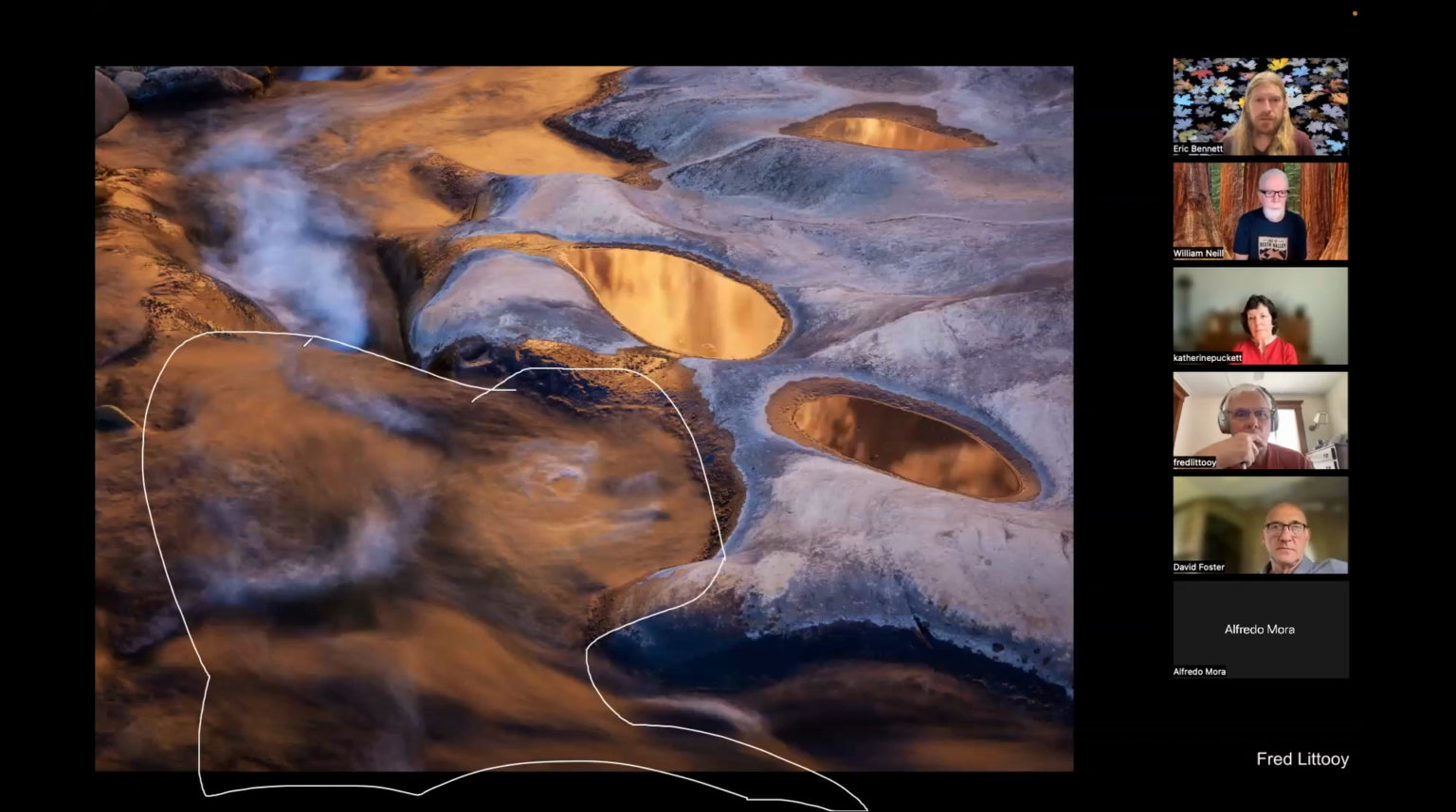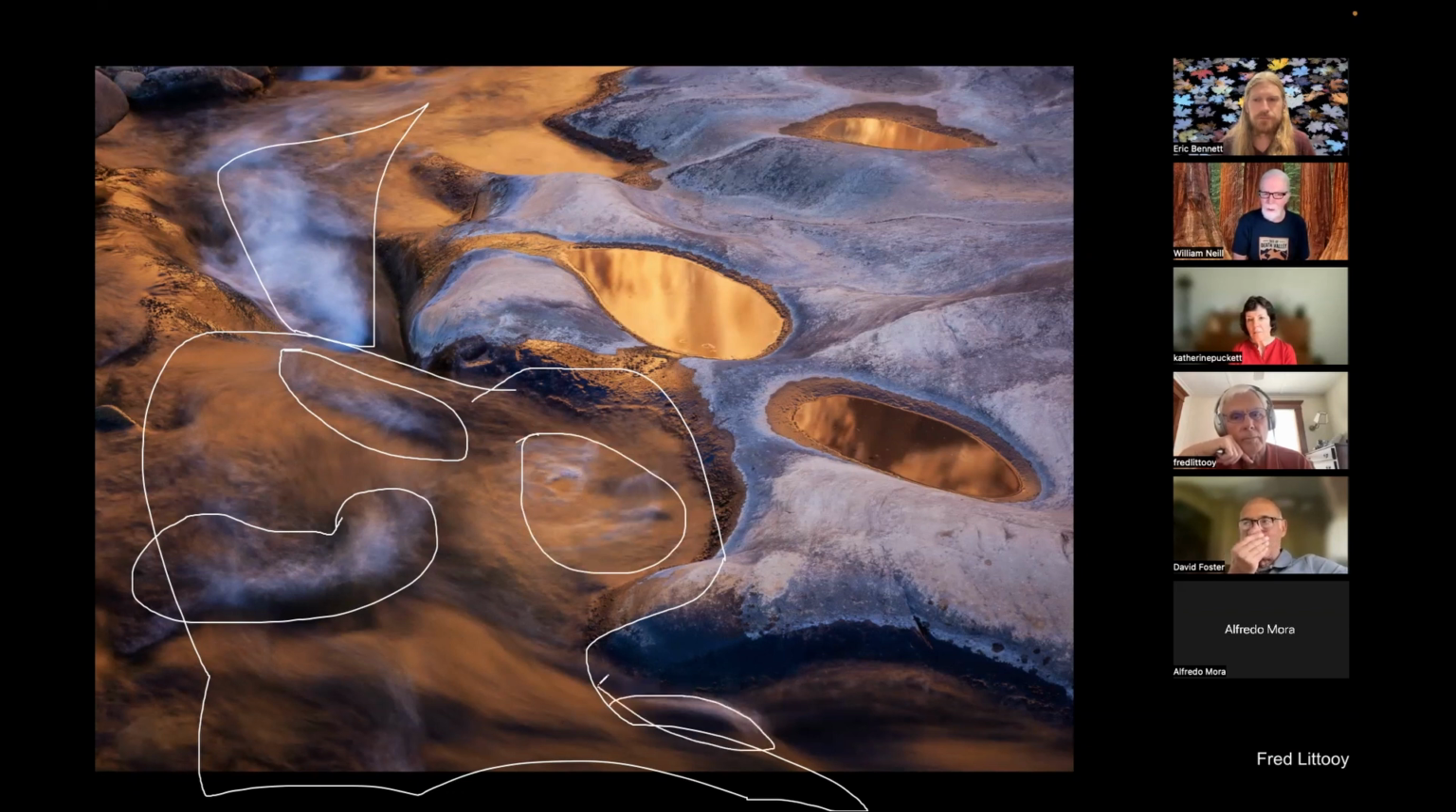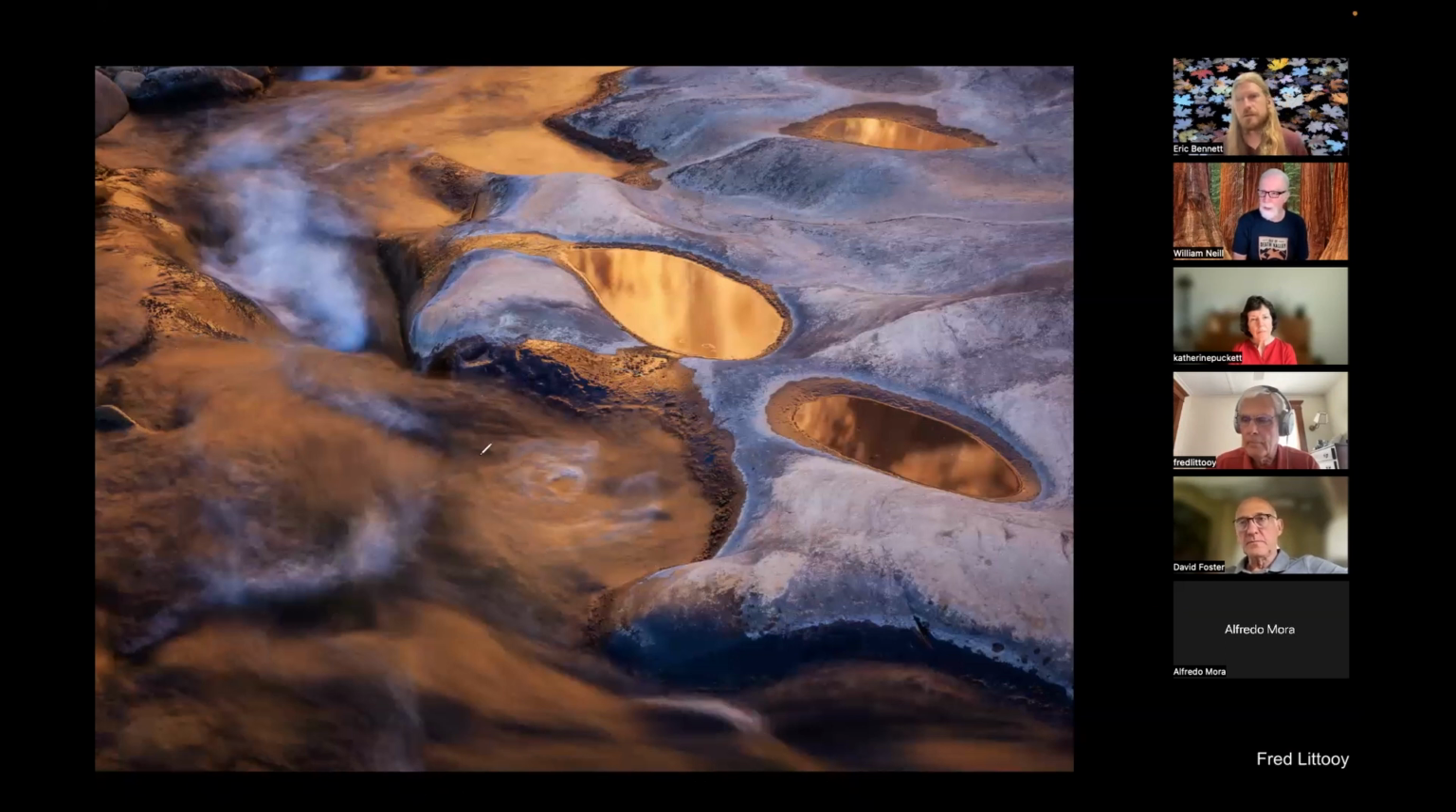Yeah, so you could raise the luminosity of these white cap rapid areas to kind of match this a little bit better. Is that what you're saying, Bill? So yeah, if I had an adjustment brush in Lightroom, I'd be kicking up the whites. Maybe a little clarity or something, depending.